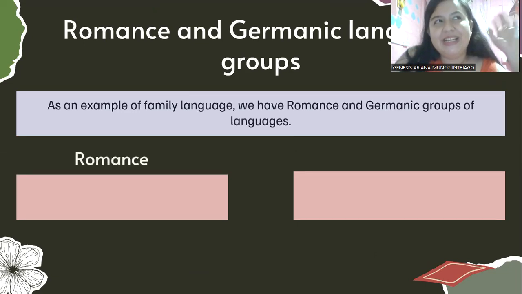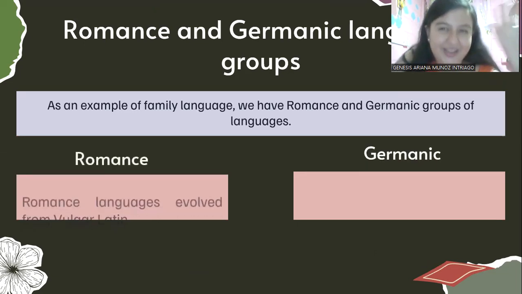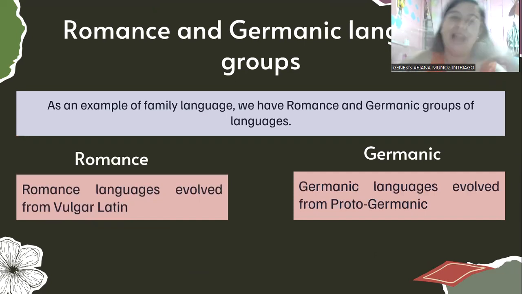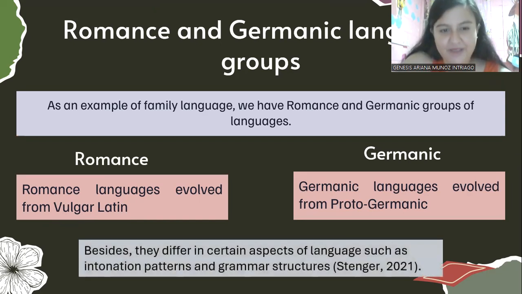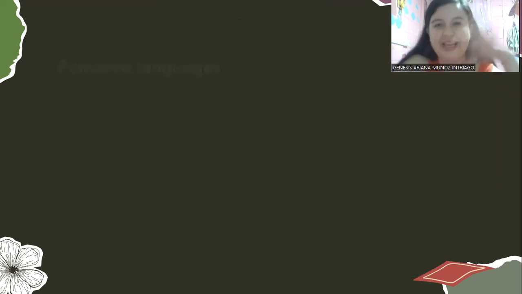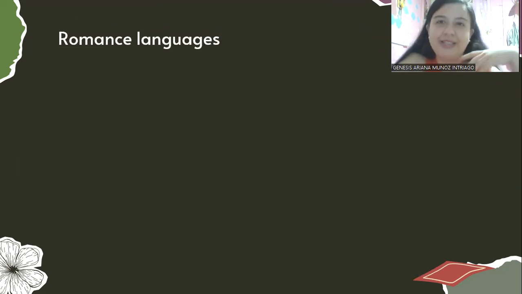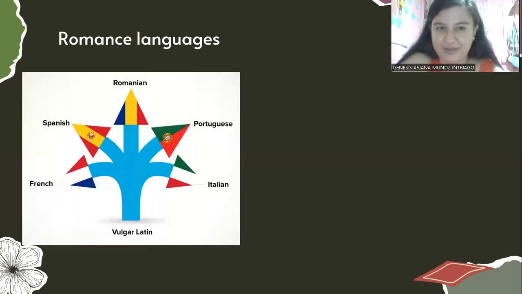So we can say that their main difference is the place where they originate, okay, their origin. For example, Romance languages evolved from Vulgar Latin, while Germanic evolved from Proto-Germanic, okay? So besides their origins, they differ in certain aspects of language, such as intonation patterns, grammar structures, and things like that. So now let's look at some examples of languages that are in this language family, okay?